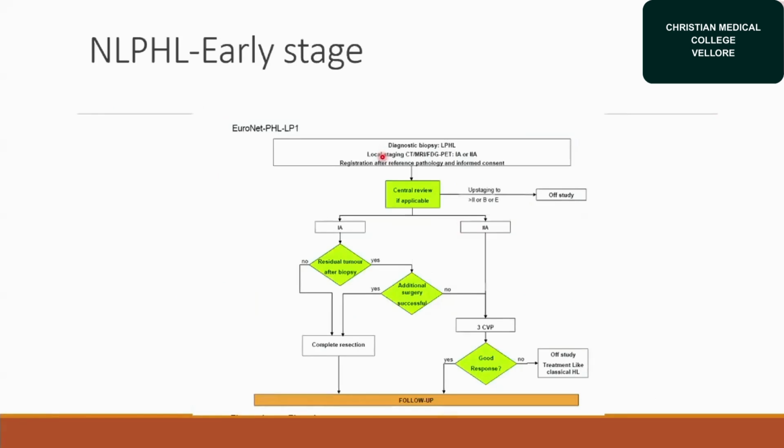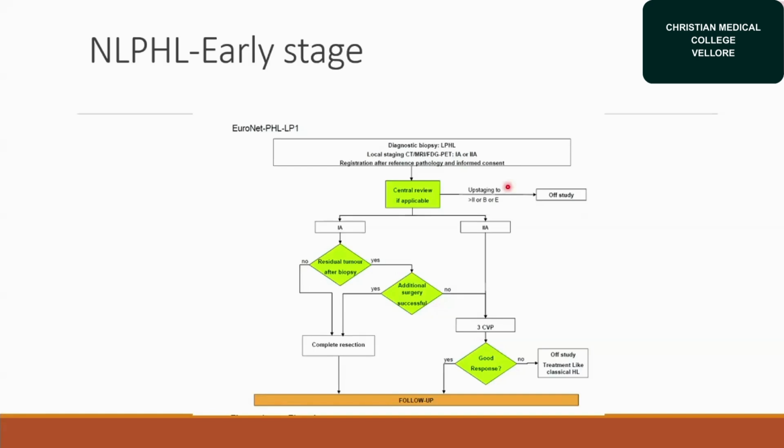So now we move on to the other subset of Hodgkin, which is called nodular lymphocyte predominant Hodgkin. Nodular lymphocyte predominant Hodgkin lymphoma actually has excellent outcomes. If the diagnostic biopsy confirms nodular lymphocyte predominant Hodgkin, we do staging, which is ideally with PET-CT.